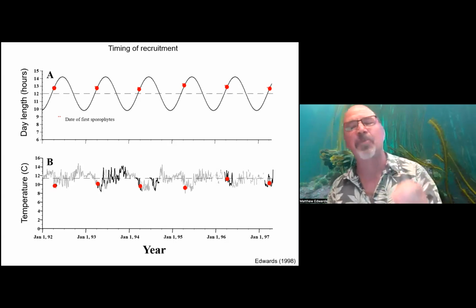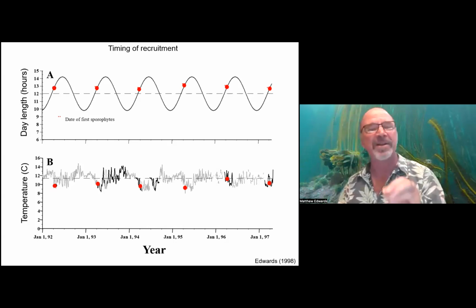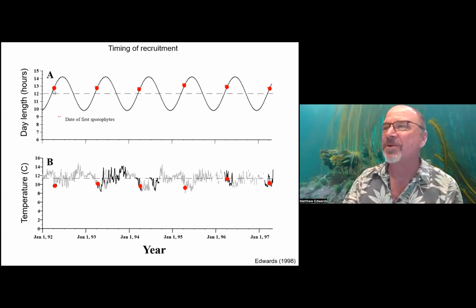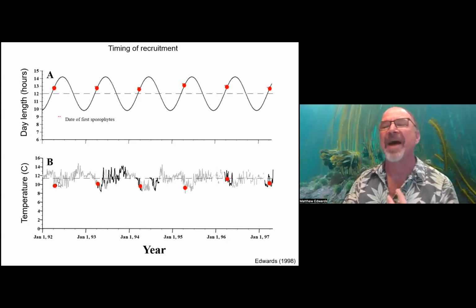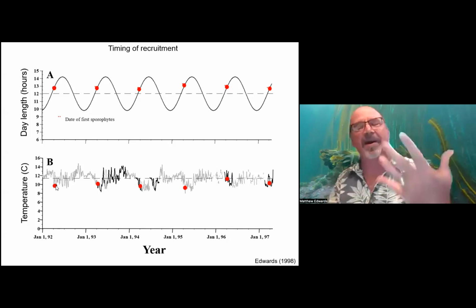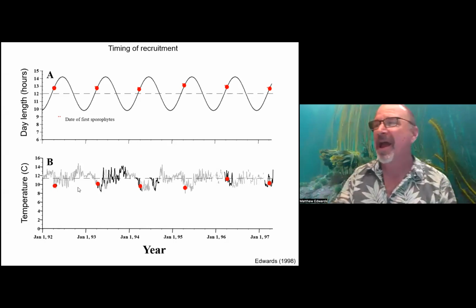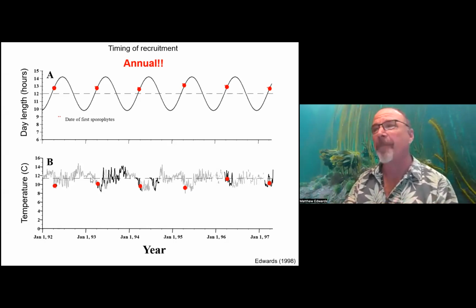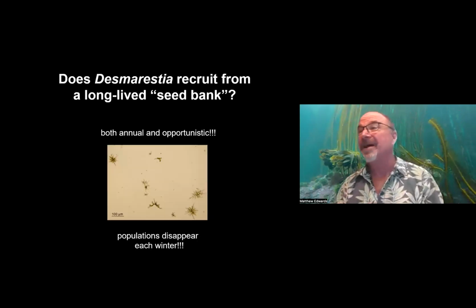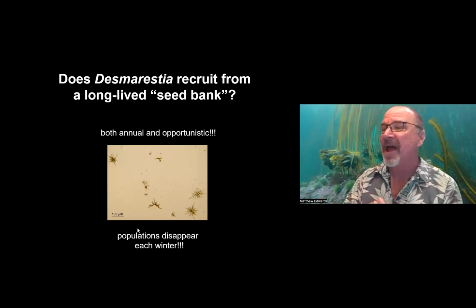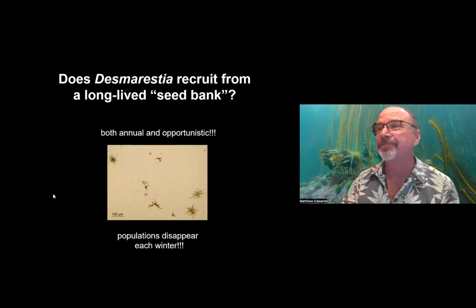We were diving these sites multiple times a week through this period, so we know when Desmarestia came in. We know the exact day. And what you're looking at is it tends to recruit on the increasing day lengths. And following that spring transition, when you have upwelling winds kick up, Ekman transport, and you have cold water approaching the coasts from upwelling. And so this tells us that it's annual each year. Second criteria is both opportunistic and annual. So does Desmarestia recruit from a long-lived seed bank? Again, it's both opportunistic and annual, with the population disappearing each year.